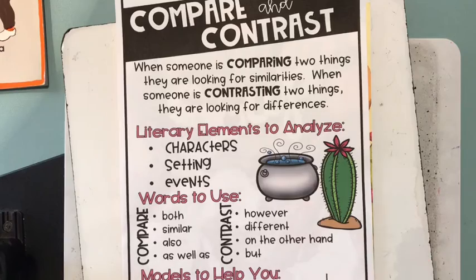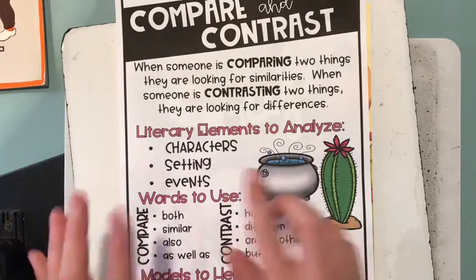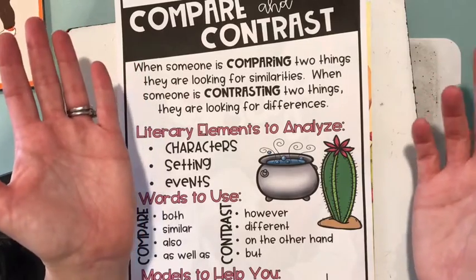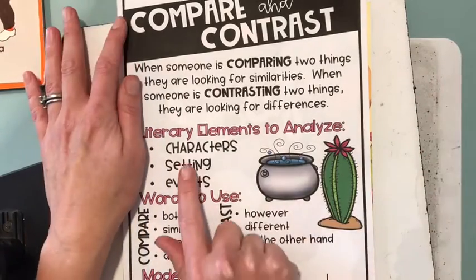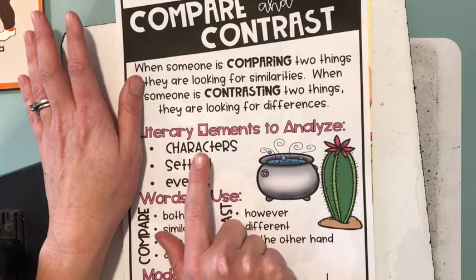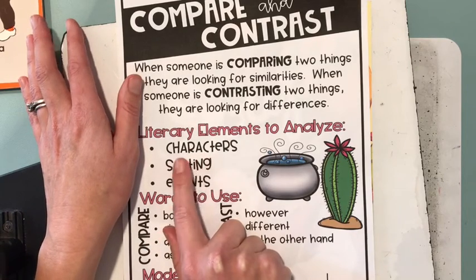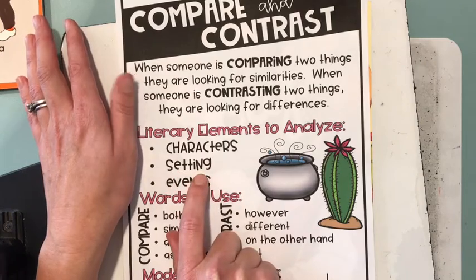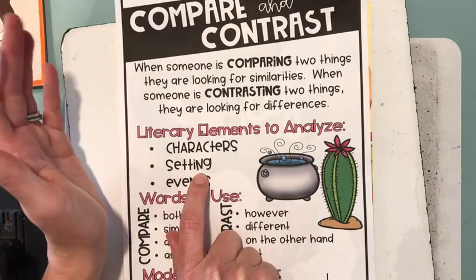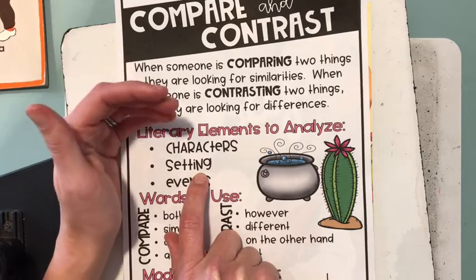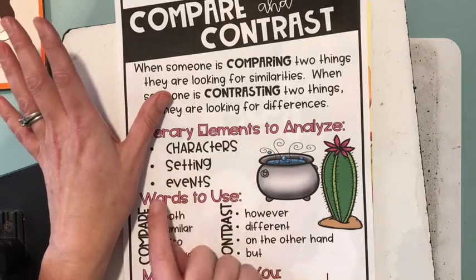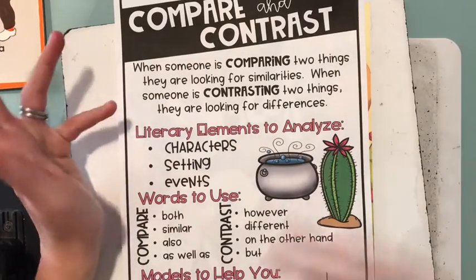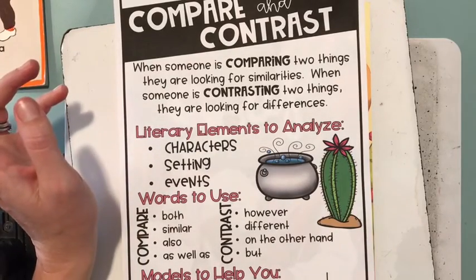So when we're comparing and contrasting, we're doing this with books. So if we're comparing and contrasting two different books, which is what we're going to do today, we want to look at the characters. Are the characters different in the book, or are they the same? The setting, where does it take place? Is the setting the same? Are they in the same country, the same town, same location? And the events, are the events different or a little bit different? What's the difference between the events in the story?